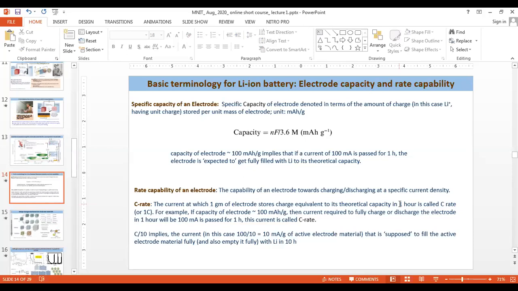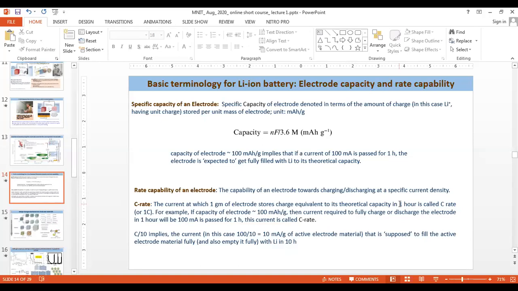So what is the meaning of C by 10? Suppose you want to charge or discharge your material 10 times slower, like instead of 1 hour, if you want to charge and discharge your material in, say, 10 hours, so the amount of current required in this case will be equivalent to C by 10. So is that clear?